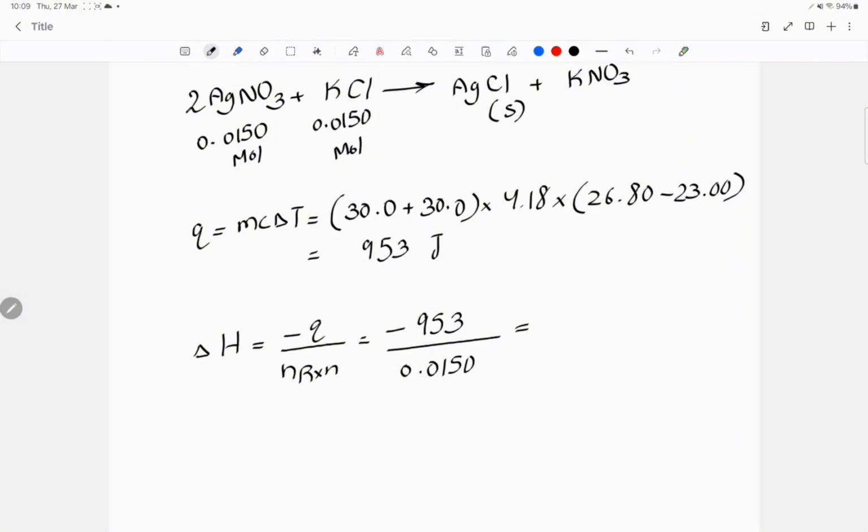And now we should do the math. So 953 divided by 0.0150. Now I got myself a negative 63,533.3. How many sig figs should I have? 3. 3. So I'm going to turn those into zeros, right? 2 zeros. No? Okay, look, let's go back.